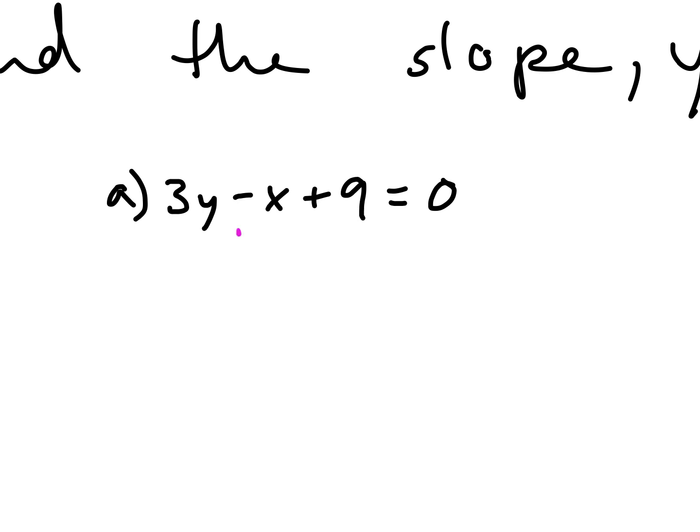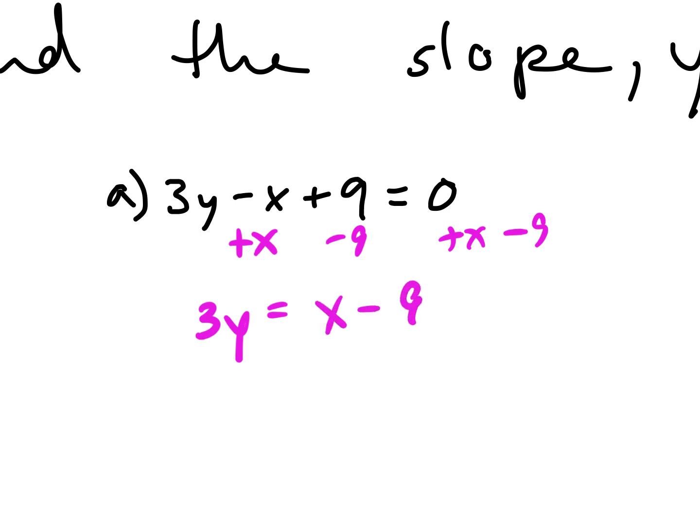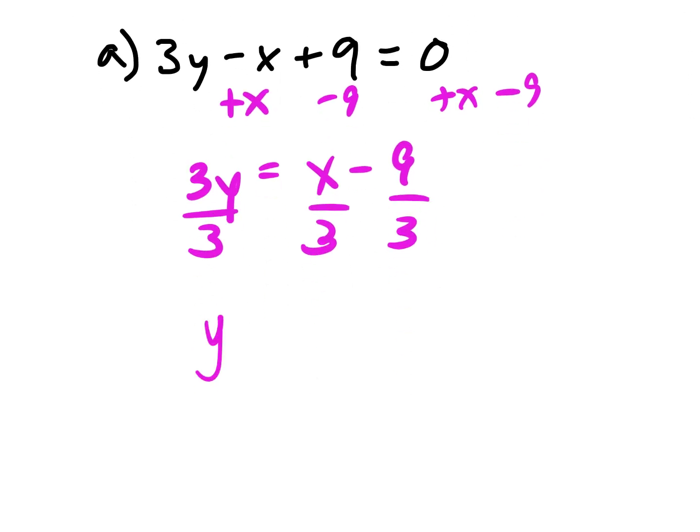So I'm going to add, and I'm going to subtract, right? I'm going to add x and subtract 9 from both sides. So we have 3y equals x minus 9. What's my next step? We're going to divide by 3. So if you were to answer this question, because the question is going to say, what is the slope and what is the y-intercept? What is the slope for this line? 1/3. Where's the 1? It's invisible. It's in front of the x.